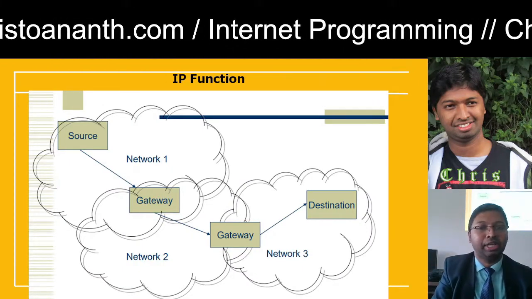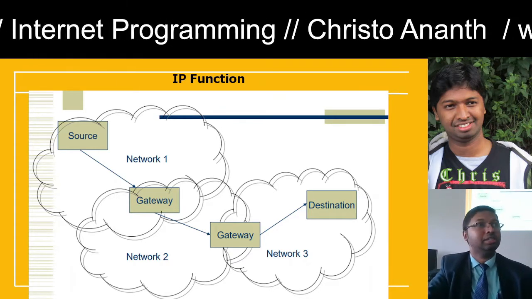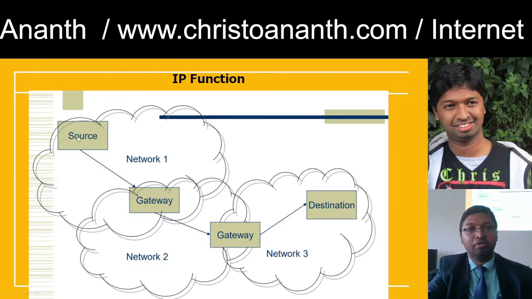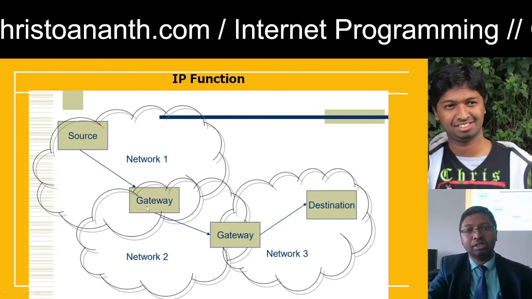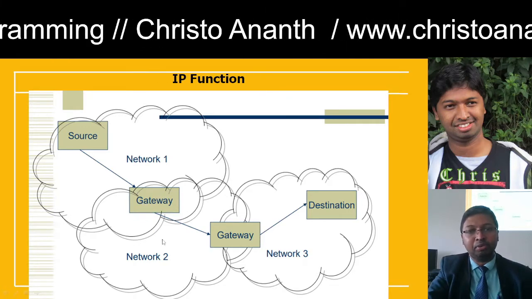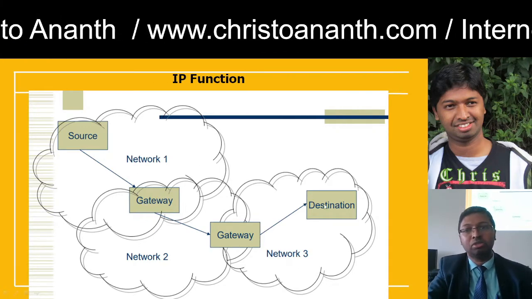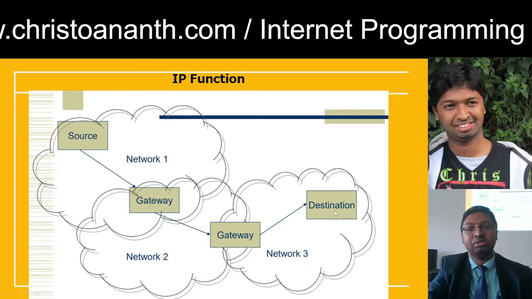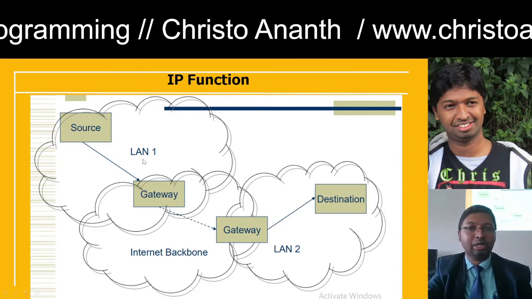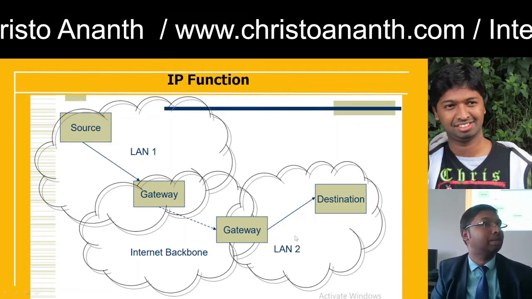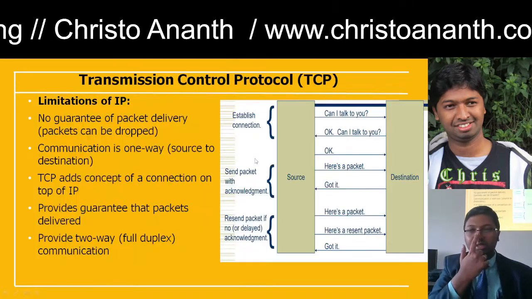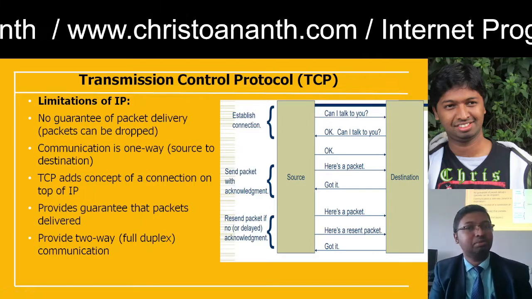I would explain this with the help of a diagram. We have network 1, then network 2, and then network 3. From source to the destination, it goes along different gateways: the gateway between network 1 and network 2, and the gateway between network 2 and network 3. So from source to the destination, it passes across gateways. Similarly, in this case we have gateways between LAN 1 and LAN 2. As I told you earlier, LAN, local area network, was being established. From source to the gateway, gateway to gateway, gateway to the destination. So this is how TCP acts, Transmission Control Protocol.